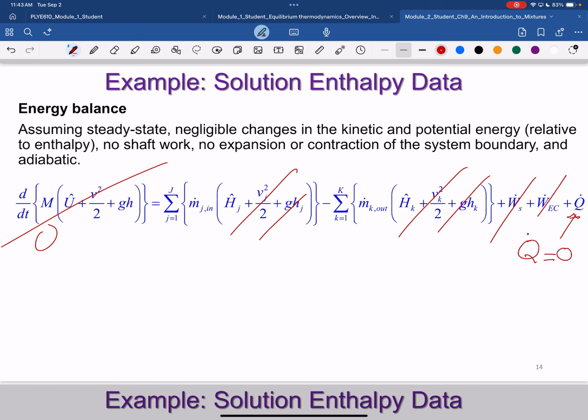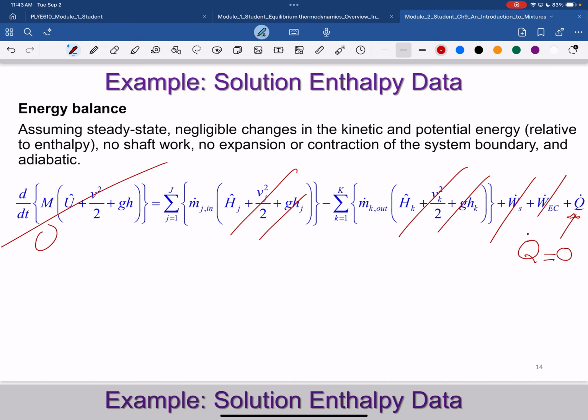Now I can change this problem easily by telling you that the process is not adiabatic. So I'm either going to ask you what is the Q, or I'm going to give you this Q and ask you to estimate the temperature. So I can play with that parameter easily.